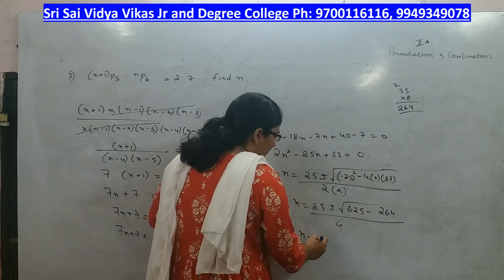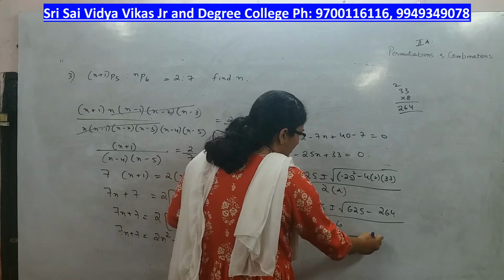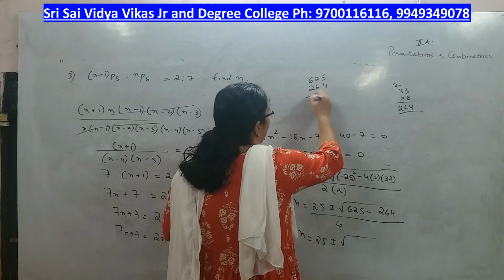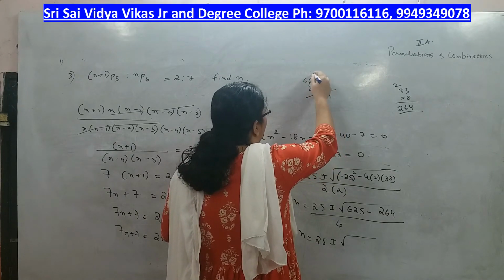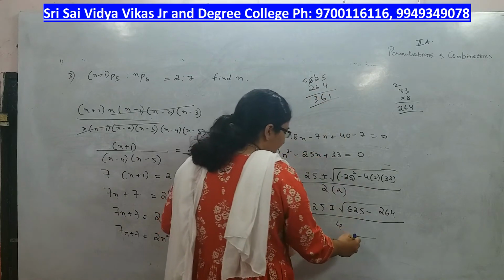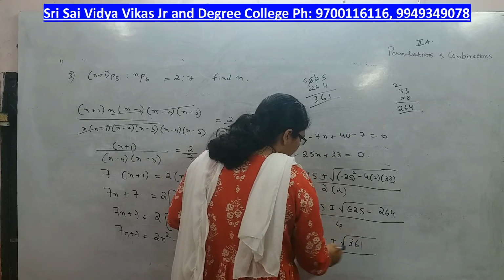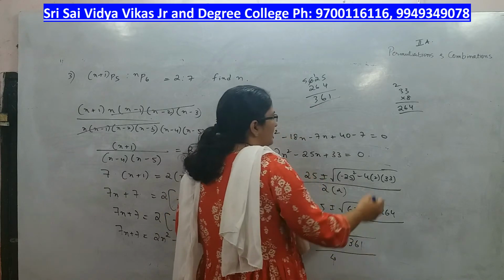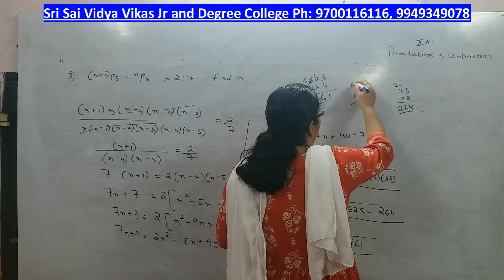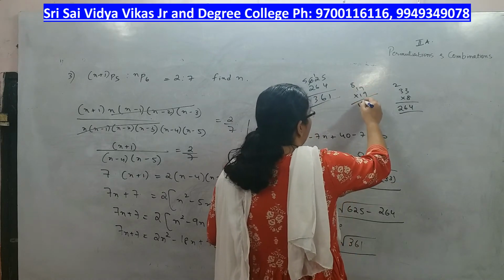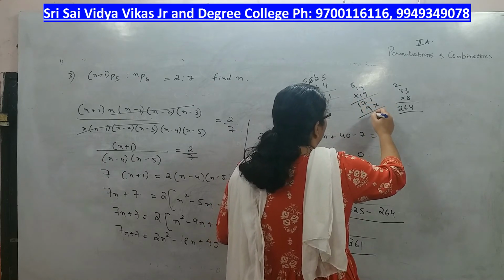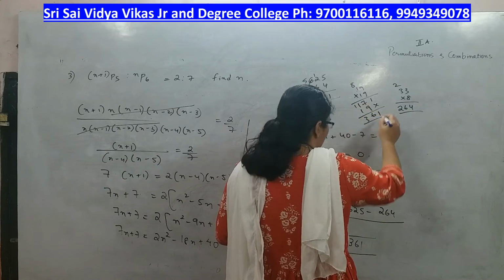n is equal to 25 plus or minus under root of 625 minus 264. It's 361 by 4. 361 is nothing but 19 into 19. 9 9s are 81, 9 1s are 9 plus 1, 19 1s are 19, 361.